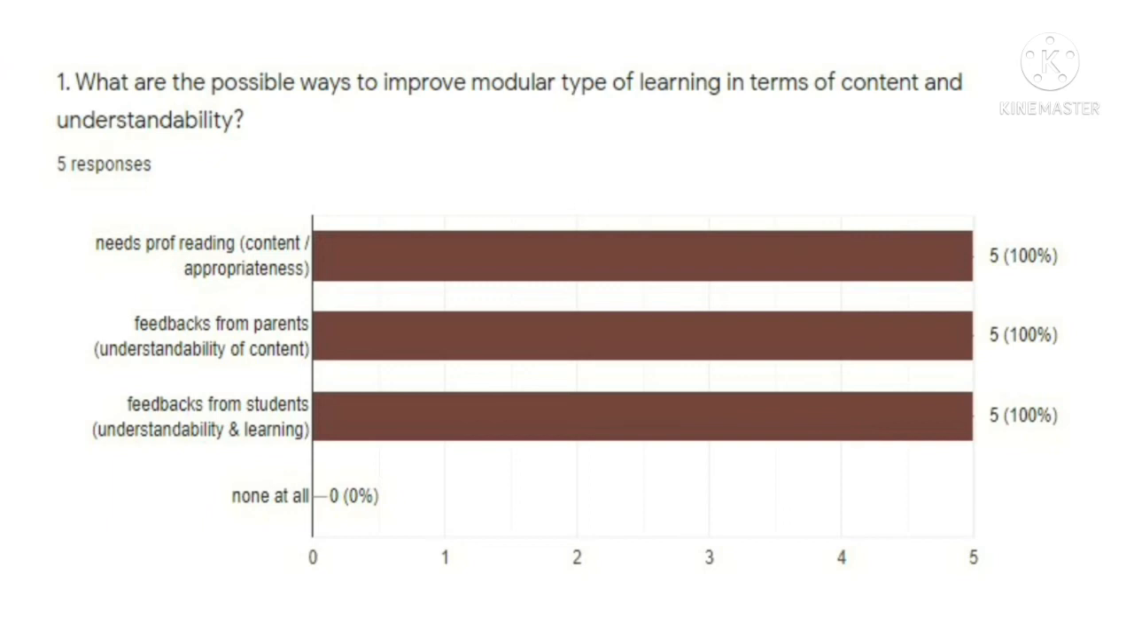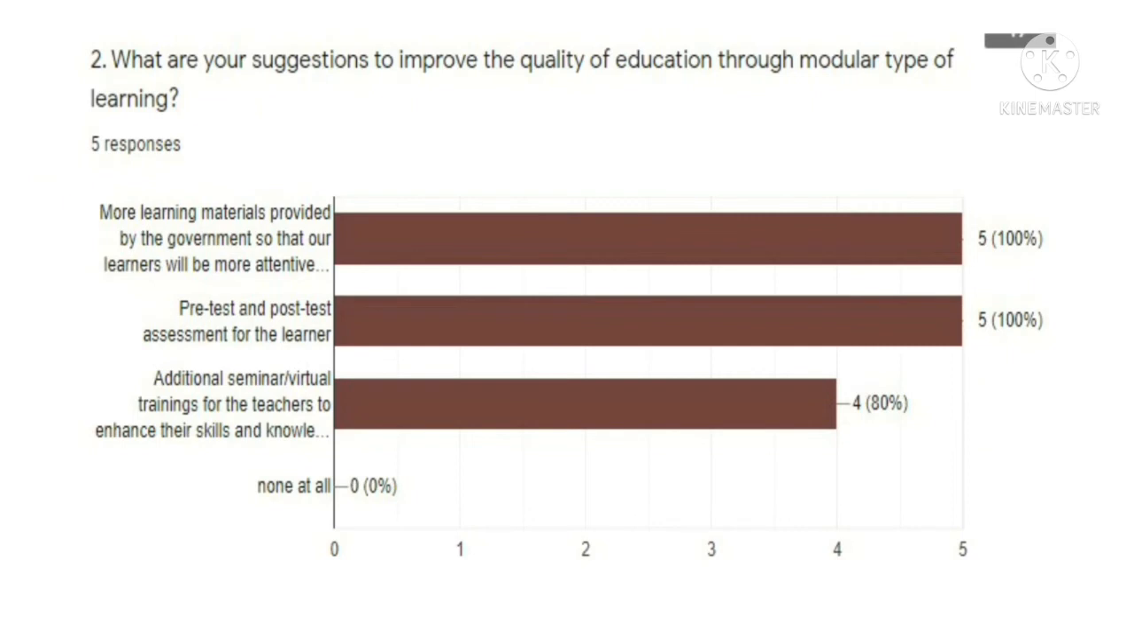As what we have noticed, all of the respondents agreed to these ways to improve the modular type of learning in terms of content and understandability. So they answered that it needs proofreading, feedbacks from parents, and feedbacks from students. And then these are their suggestions to improve the quality of education through modular type of learning.